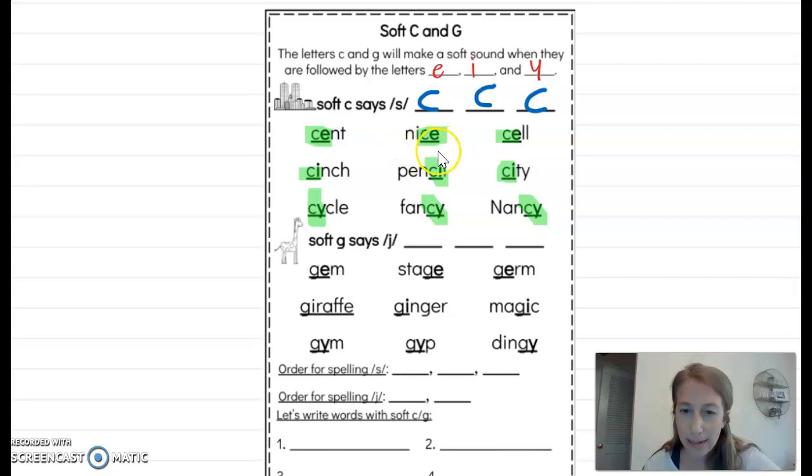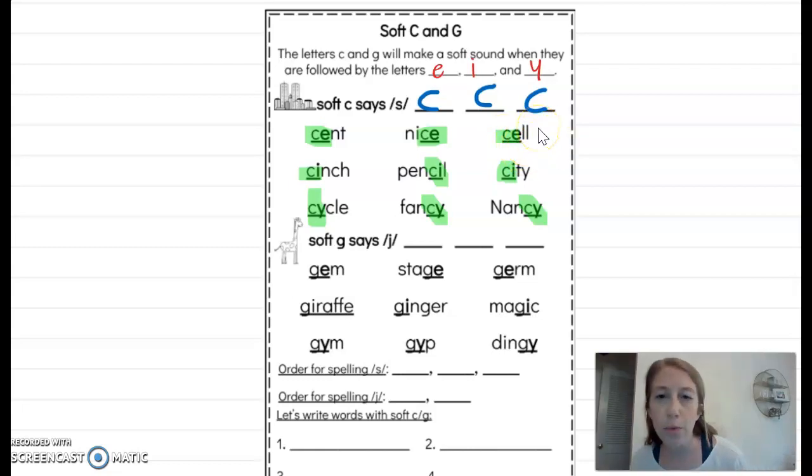Nice, my students are very nice. And the next one, I see a C followed by an E. I know that that C is going to make a sound. I also see a double L, which tells me, oh, that's the floss rule. That E is going to say eh. So that's why our letters are so important and we need to know how they work together so we can read words correctly.